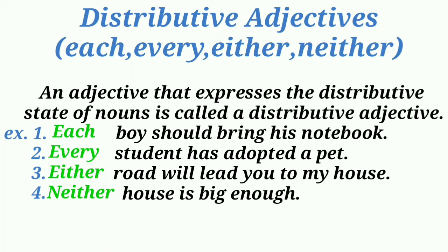Let's see the example. Each boy should bring his notebook. Every student has adopted a pet. Either road will lead you to my house. Neither house is big enough. In these sentences, each, every, either, and neither express the distributive state of nouns. So, each, every, either, and neither are called distributive adjectives.